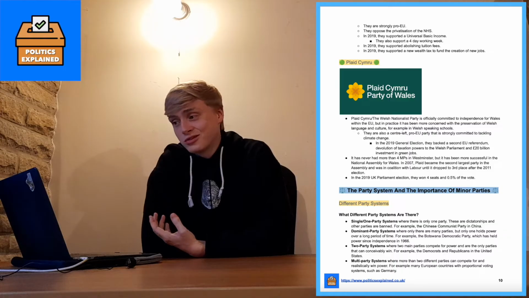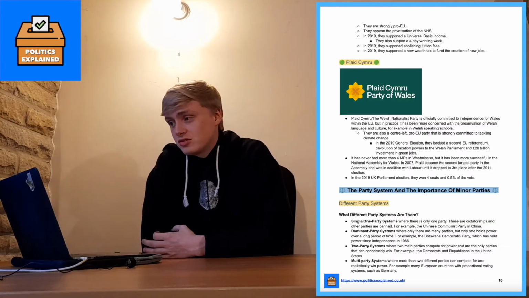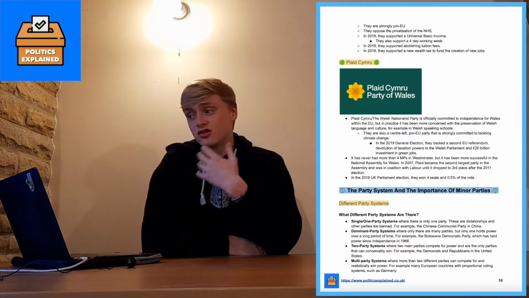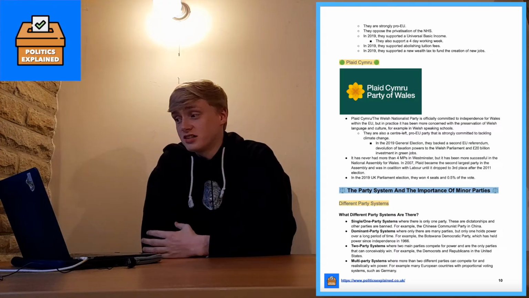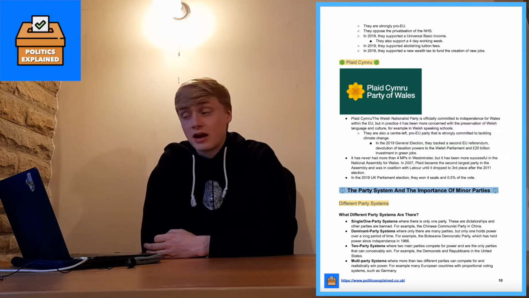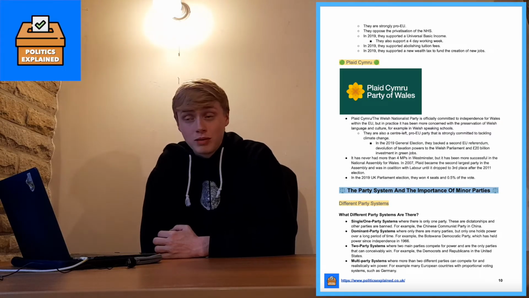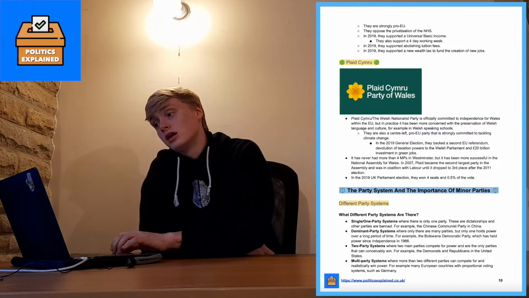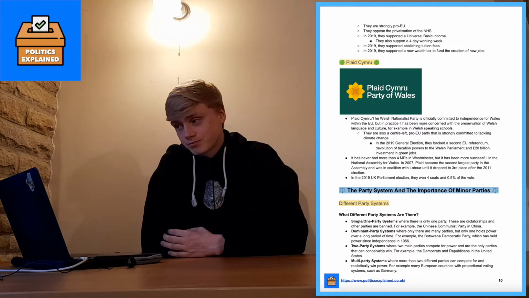So the first one is a single or one-party system where there's only one party. These are dictatorships and other parties are banned. For example, the Chinese Communist Party in China is a good example of this. Dominant party systems are where there are many parties, but only one holds power over a long period of time. For example, since the independence of Botswana in 1966, the Botswana Democratic Party has held power, even though it is a largely democratic country.